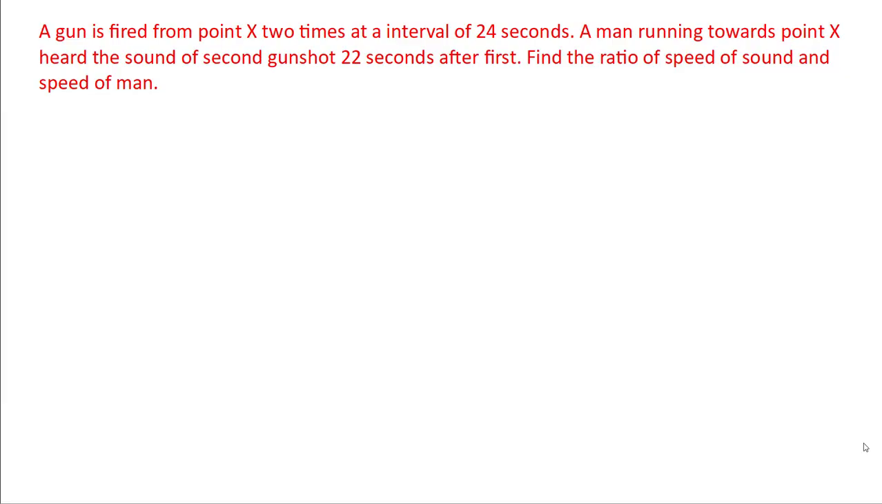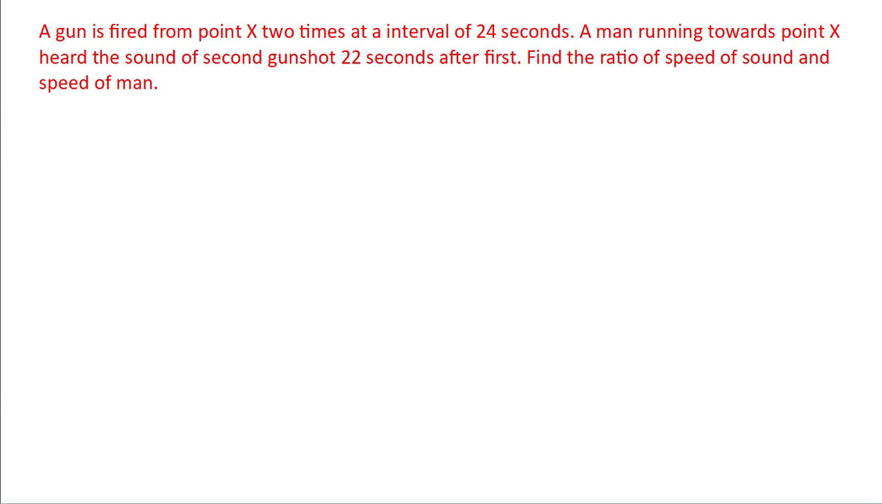So now let's start with the second question. A gun is fired from point X 2 times at an interval of 24 seconds. A man running towards point X heard the sound of the second gunshot 22 seconds after the first. Find the ratio of speed of sound and the speed of man.